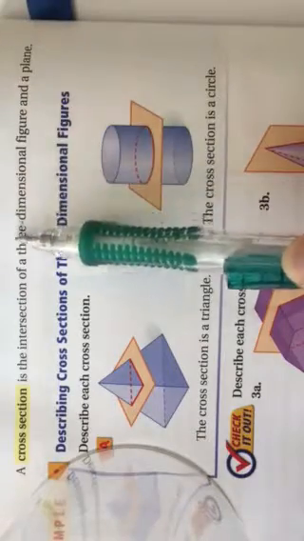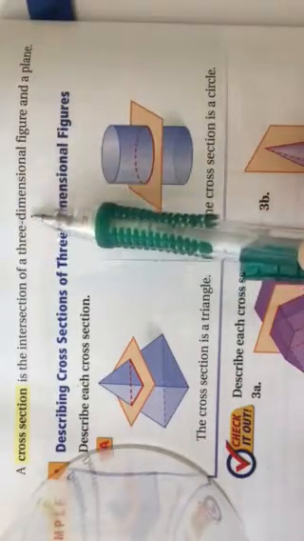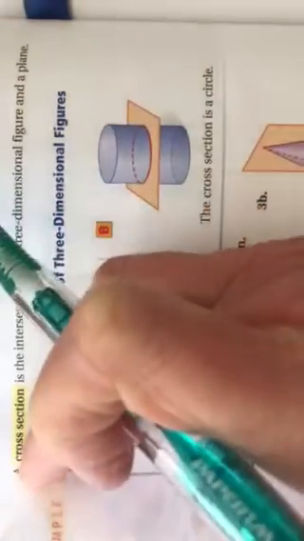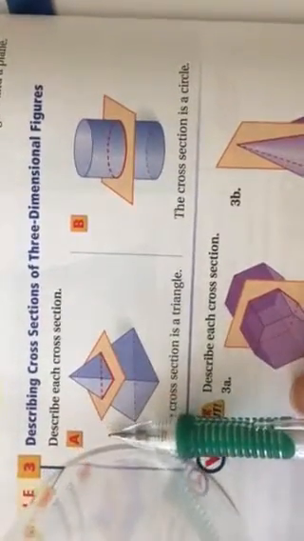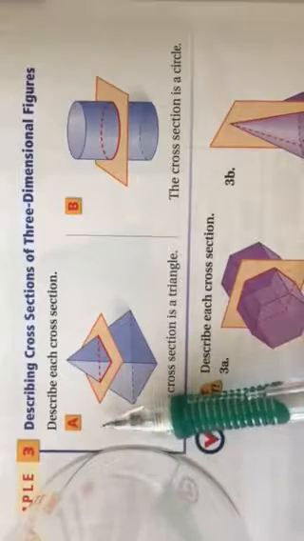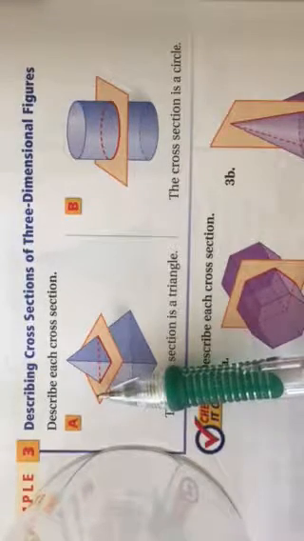All right, so let's read the definition at the top. A cross section is the intersection of a three-dimensional figure, and we've been studying the three-dimensional figures this whole lesson, and a plane that we almost use to cut through the three-dimensional figure. Let's look at example A to start understanding that. Describe each cross-section. So basically what that means is we're going to tell what shape the cross-section is.